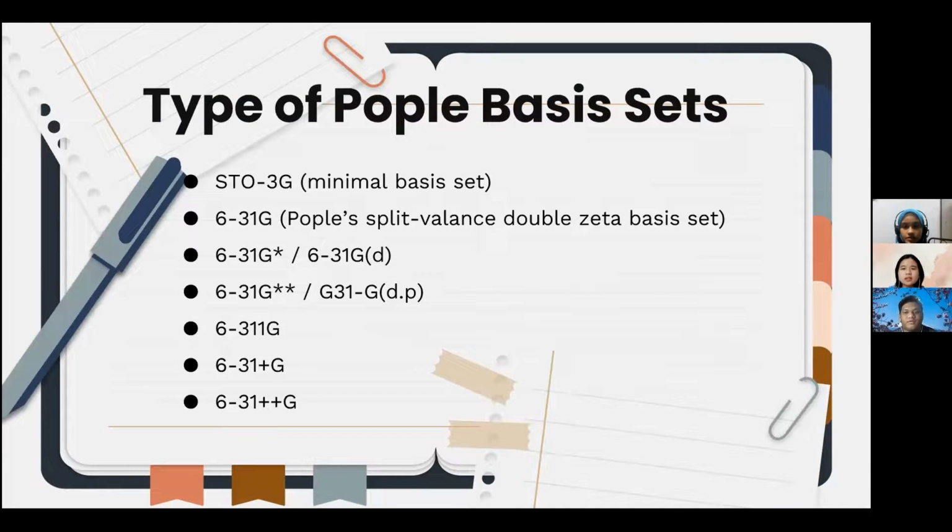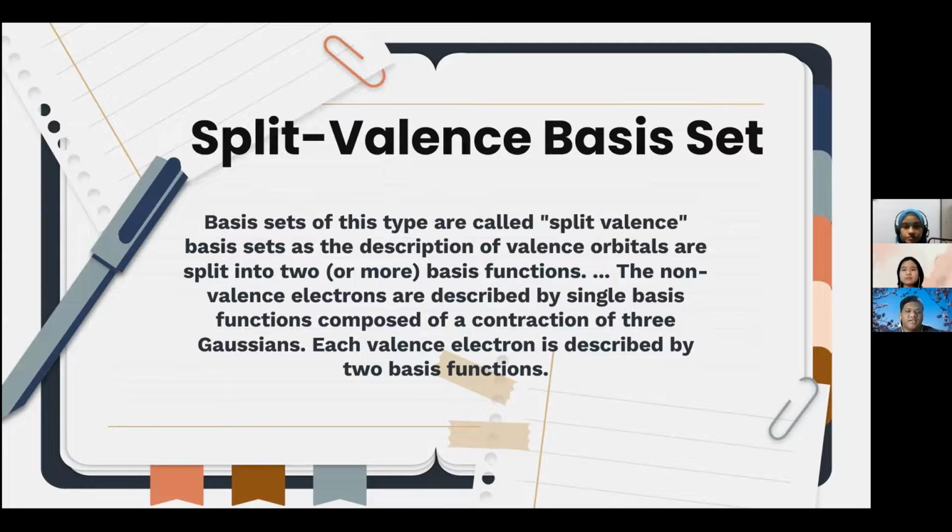So the next one is the types of Pople basis sets. They include STO-3G, which is a minimal basis set, 6-31G, the Pople valence double zeta basis set, and also 6-31G*, 6-31G**, and others. So what is a split valence basis set? Basis sets of this type are called split valence. In these basis sets, the description of valence orbitals is split into two or more basis functions. The non-valence electrons are described by a single basis function composed of a contraction of three Gaussians. Each valence electron is described by two basis functions.